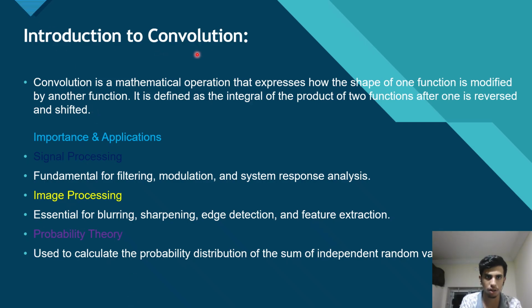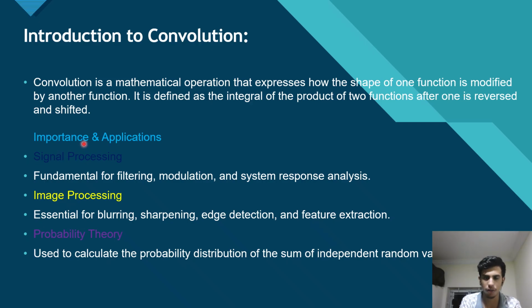Convolution is a mathematical operation that expresses how the shape of one function is modified by another function. It is defined as the integral of the product of two functions after one is reversed and shifted. In convolution, one function depends upon the other function. That means one function's shape is modified by another function.